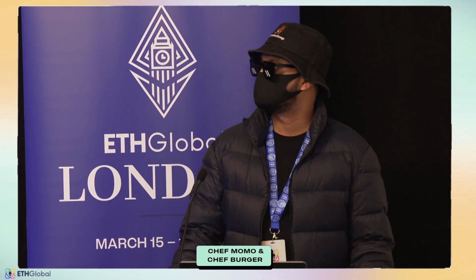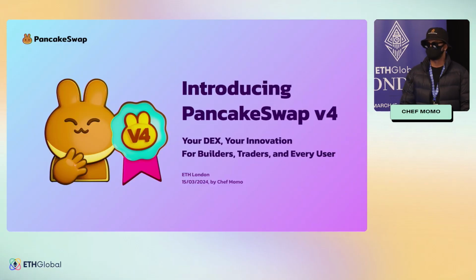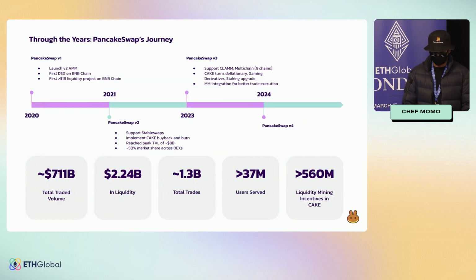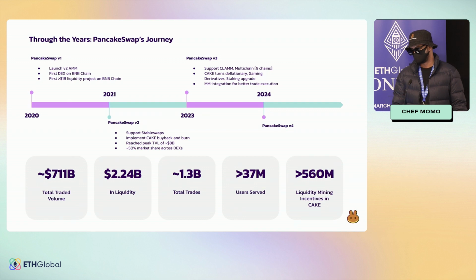Today we'll discuss PancakeSwap's journey, our latest iteration of the protocol, that is version 4, and what's in it for you as developers. So we launched V1 in 2020, end of the year. We were the first DEX on BNB, and we launched the V2 AMM style. And then shortly after, in 2021, we launched version 2, which supported stable swaps, and also implemented the cake buyback and burn.